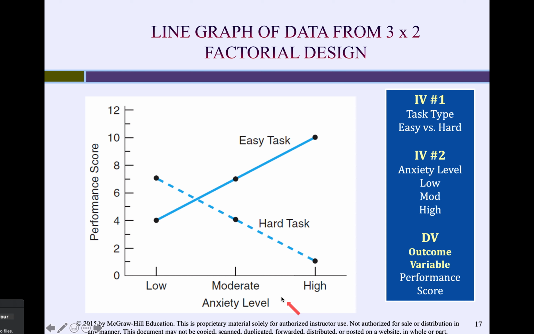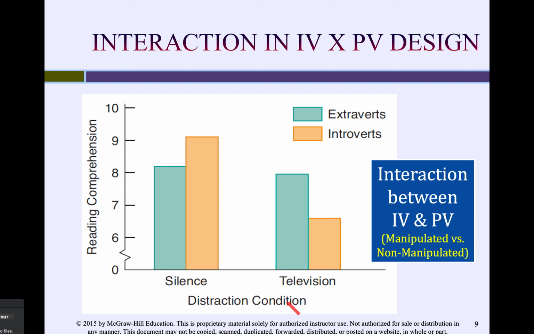So again, just a couple of other examples of a 2 by 3 design, looking at what you would be looking at for IV1, IV2, and the outcome variables, and then an example of an IV by PV design for your review.